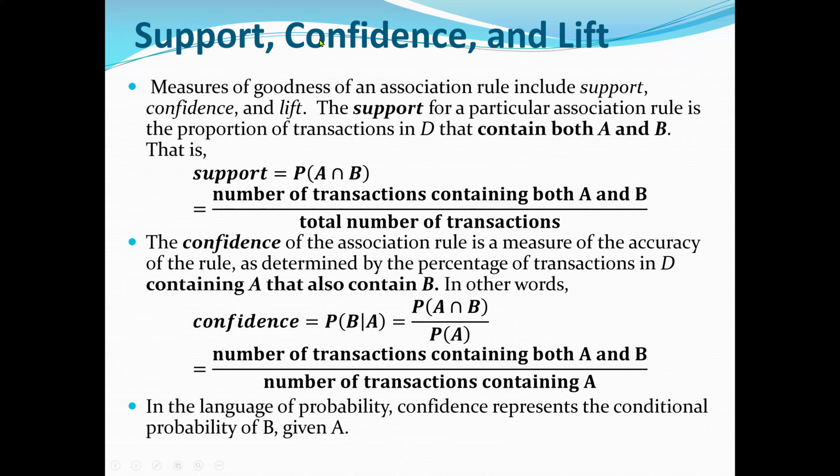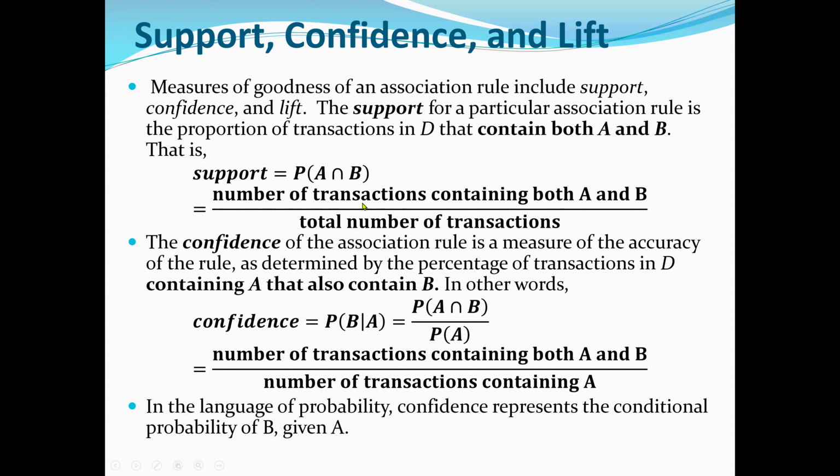So here, support, confidence, and lift. We say the measures of goodness of an association rule include the support, confidence, and lift. So the support for a particular association rule is the proportion of the transactions in the database system that contain both A and B. We said if it's A, then B. And the support will be the proportion, or I will use the term also the percentage, because normally we can see the formula here for support.